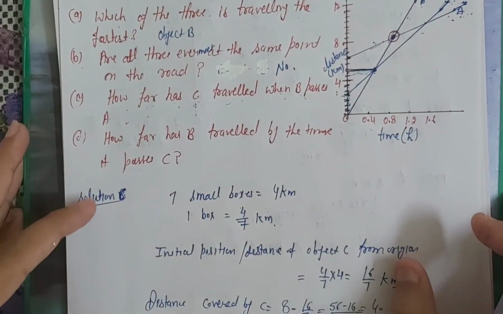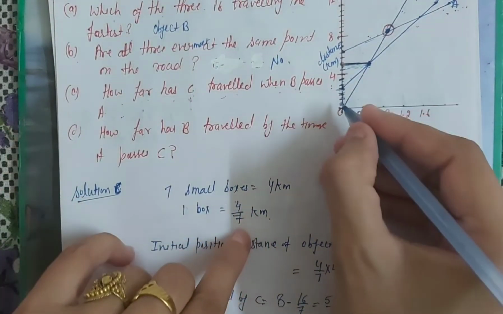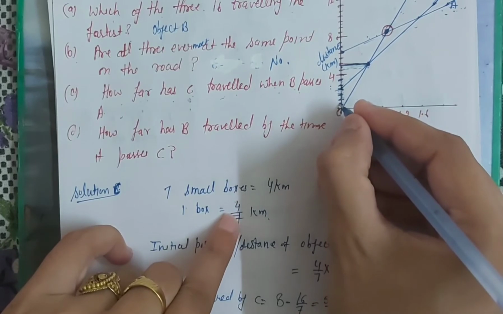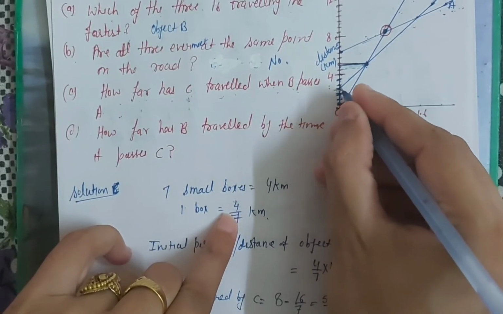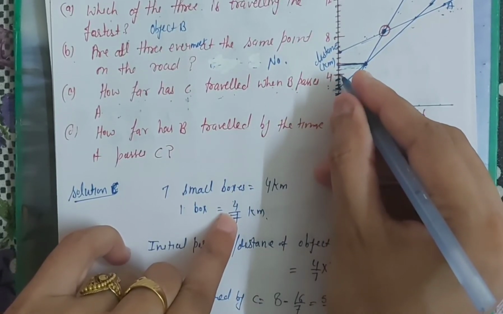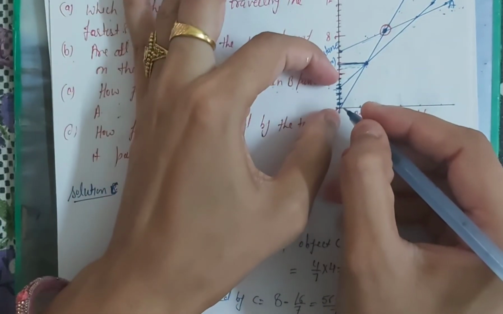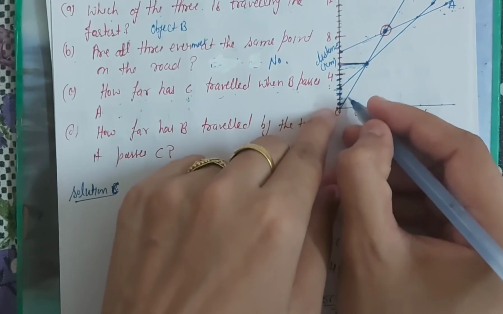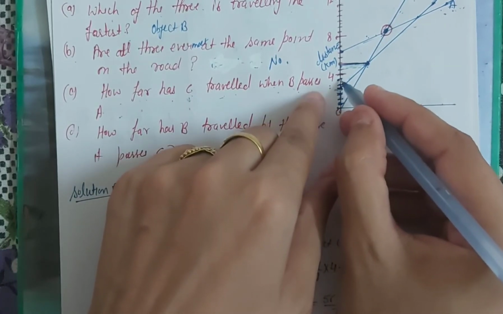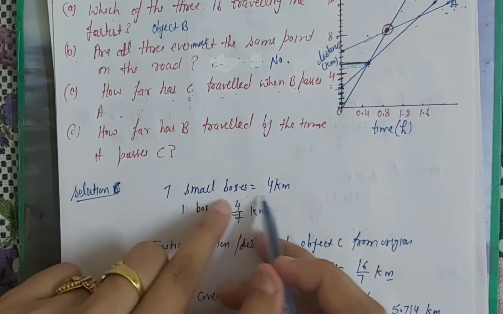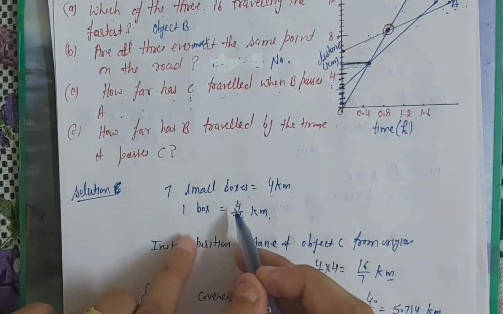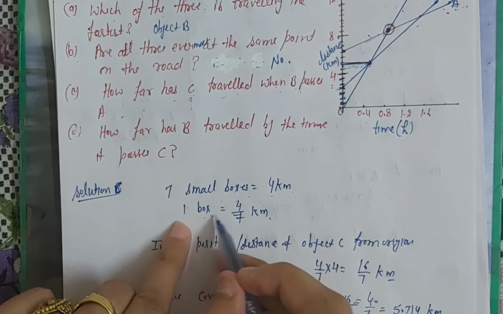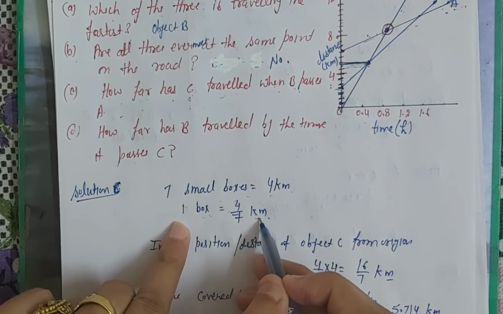So that is the solution of the C part. As we know, there are a total of 7 boxes: 1, 2, 3, 4, 5, 6, 7. So 7 intervals are equal to 4 kilometers. There are 7 intervals given and they are equal to 4 kilometers. So 7 small boxes are equal to 4 kilometers. Then what is the value of one box? One box will be equal to 4 divided by 7 kilometers.